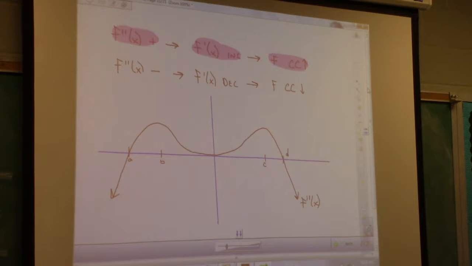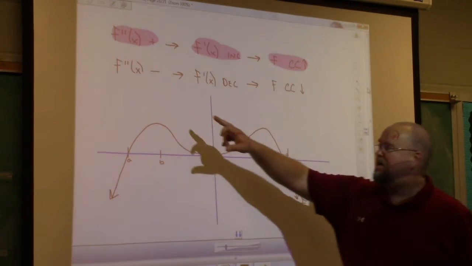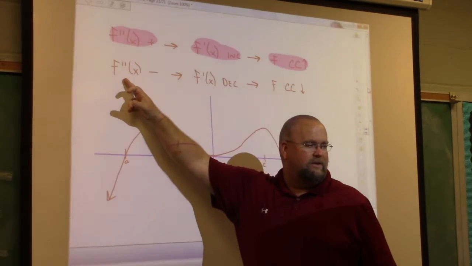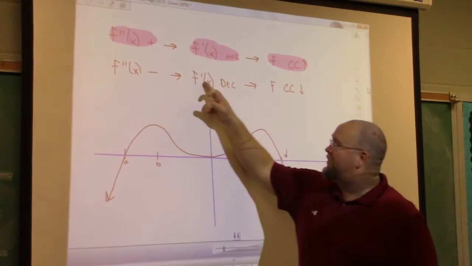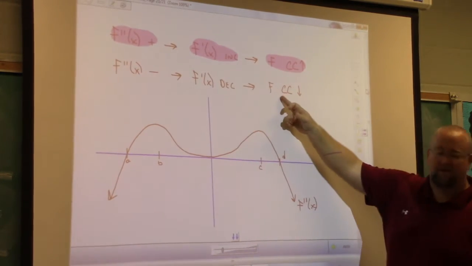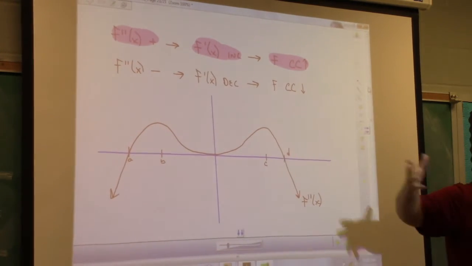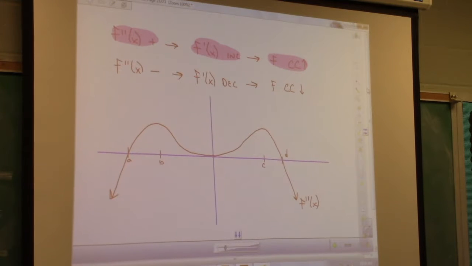Now, we talked at the end of our last section about position, velocity, and acceleration. It's the same thing. What's the second derivative? What would we interpret that as? Acceleration. What's our first derivative? Velocity. And our function? Position. It's the same concept, it's just asked in a different way.